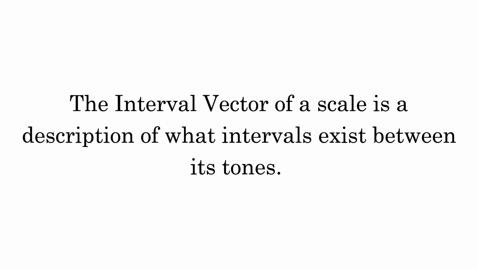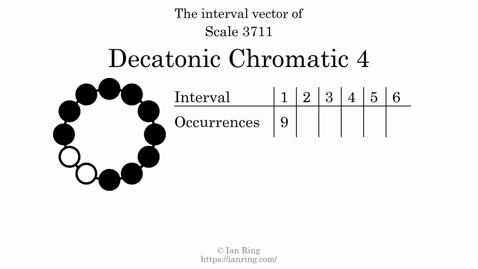The interval vector of a scale is a description of what intervals exist between its tones. There are 9 intervals with a size of 1 semitone. They are here, here, here, here, here, here, here, here, and here. There are 8 intervals with a size of 2 semitones. They are here, here, here, here, here, here, here, and here.